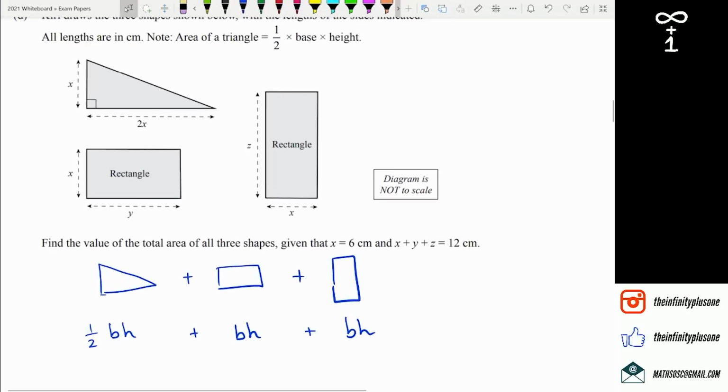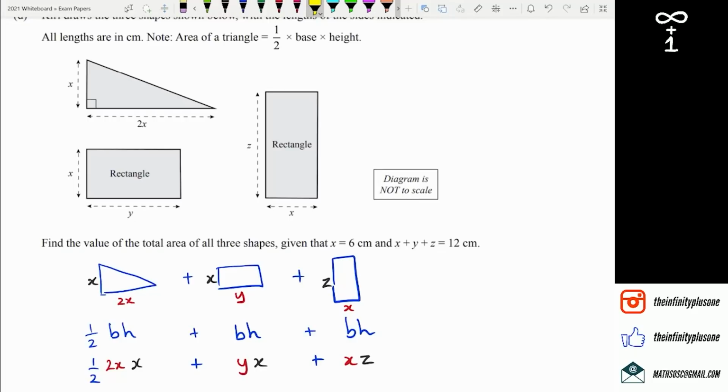So the next thing we're going to do is take down all of our measurements. What do I mean by that? First up, we've got 2x here. That's the base, so that's going to be 2x. Then we've got x here. That's the height. So I'm going to have x here. Hopefully you guys can see what's happening there. So the base is 2x, the height is x. Plus the second, the little sideways rectangle, we've got y as the base, and the height is going to be x. So far, so good. Plus, we've got the base for this tall rectangle, which is x, and the height happens to be z.